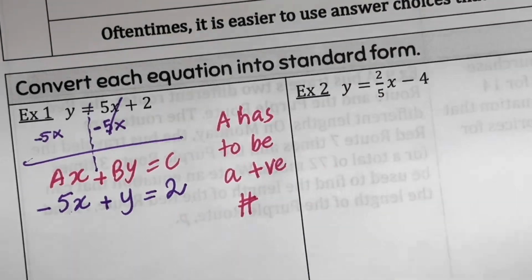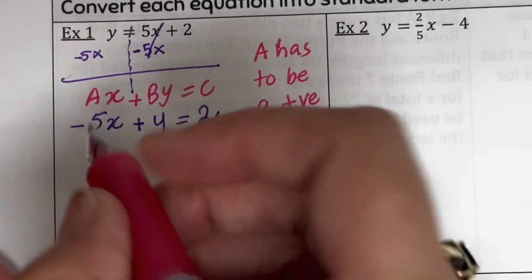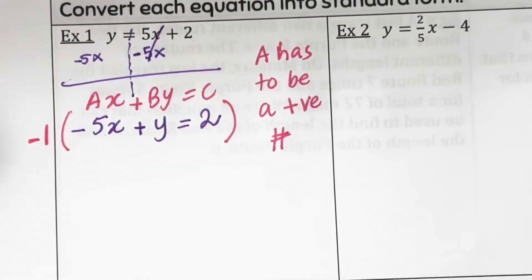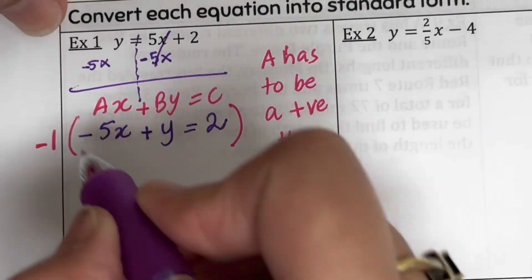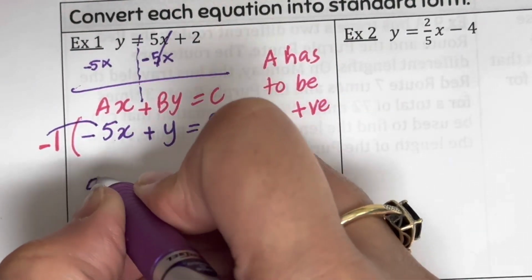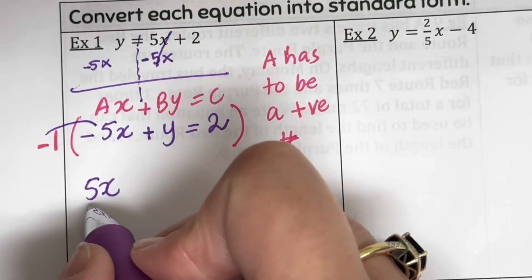Now, how do I convert a negative number to a positive number? If I multiply it with a negative. So I'm going to multiply this whole thing by -1. It's a simple distribution. I'm going to multiply and see what I have. -1 multiplied by -5 is positive 5x. So there you go, a is positive.